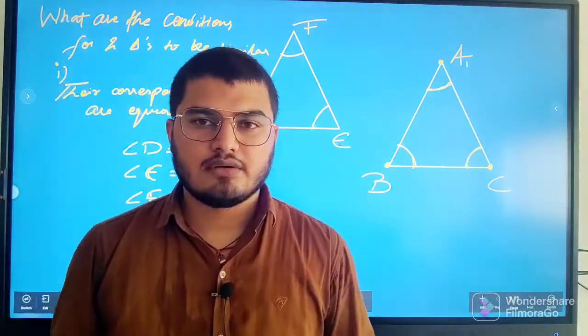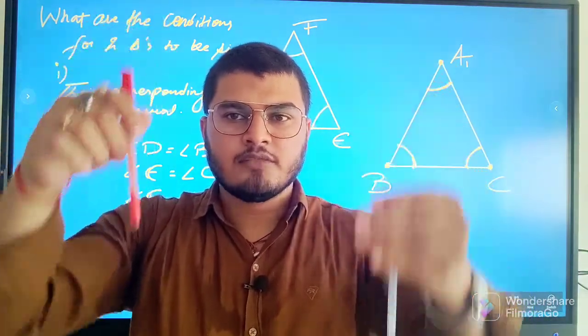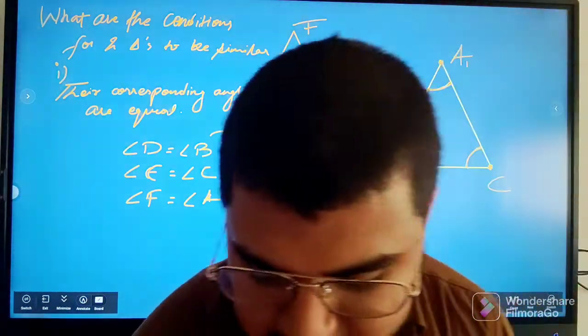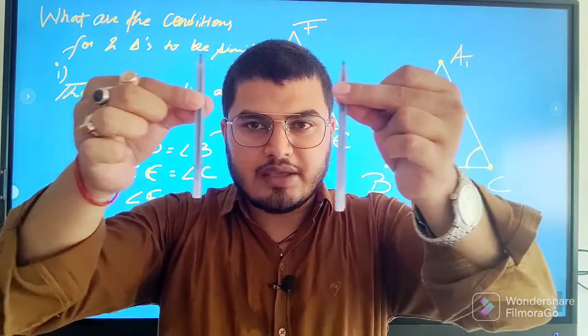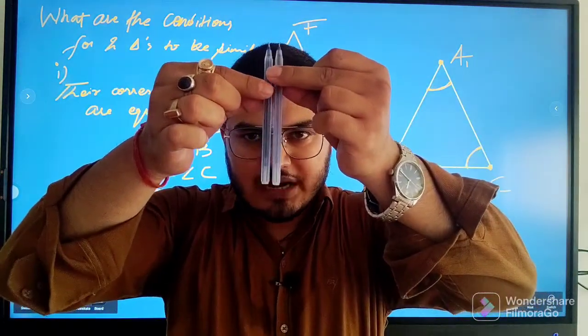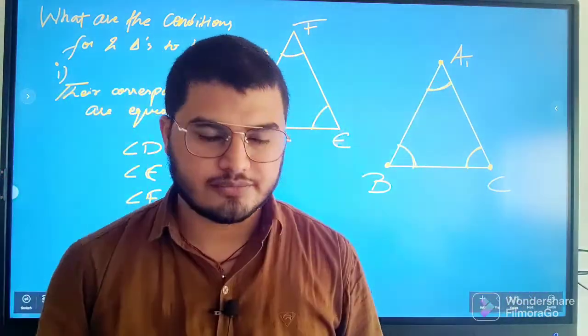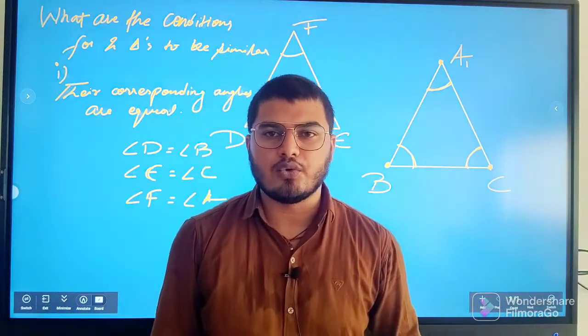We can say they are similar even if their sizes are not the same, this is smaller and this is bigger, but two things are congruent only when they are exactly the same shape and the same size. So that is the difference between similarity and congruence.